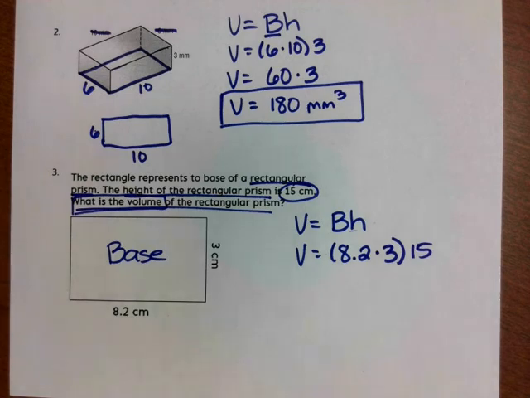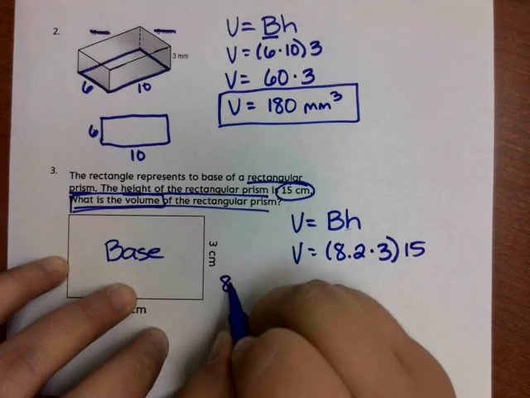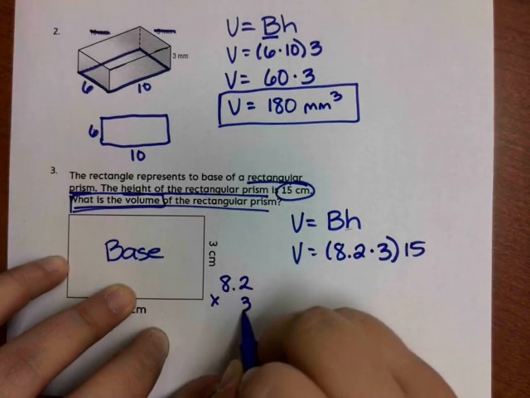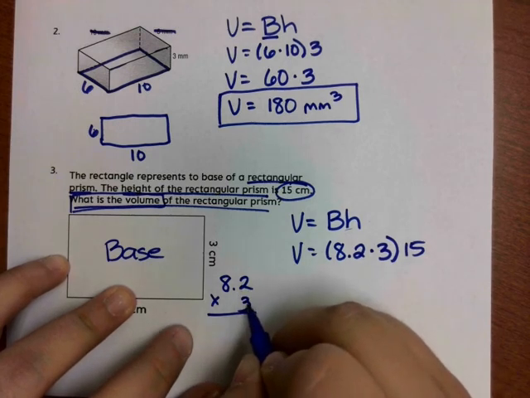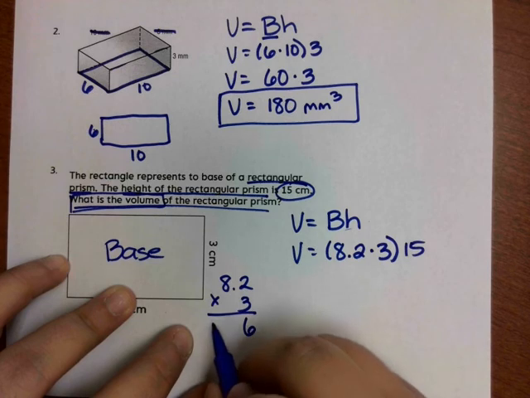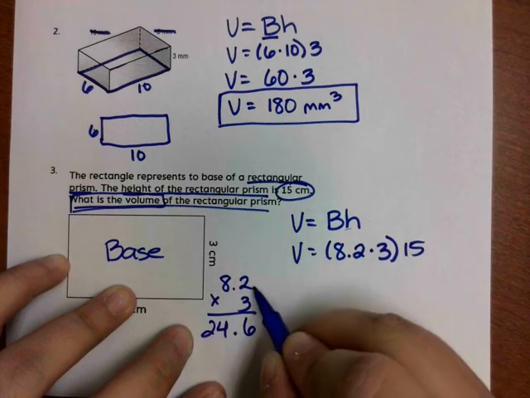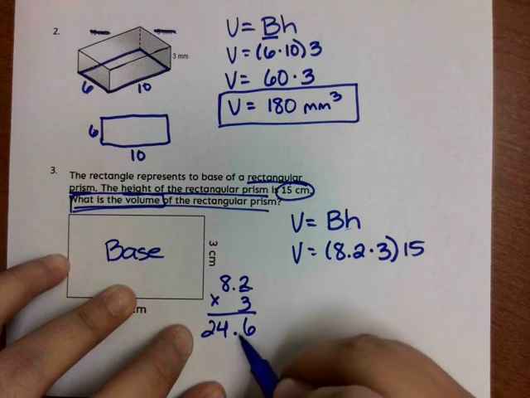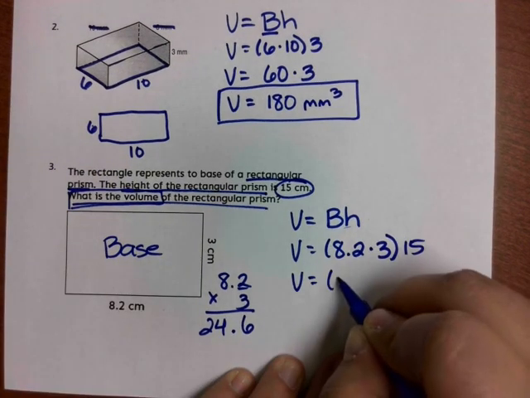All right, so now we're going to multiply to find my area of the base, 8.2 times 3. Remember, you don't have to line up decimals when you multiply. Just line up the numbers. 3 times 2 is 6. 3 times 8 is 24. And then, because there's one decimal, I could just drag it down, or you can count, there's one, so you have to move it one time. So 24.6.